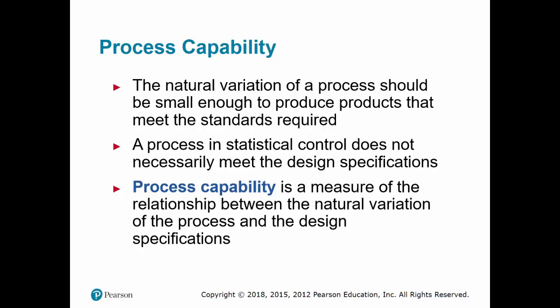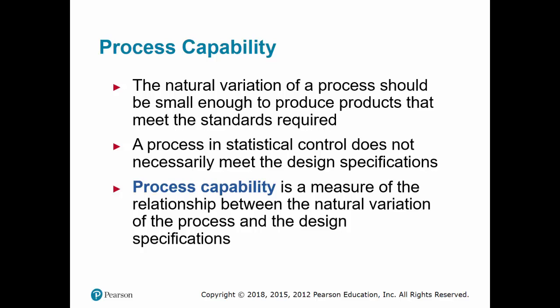So the first step is to see whether the process is in control or not. Make sure that it is in control, so there is only natural variation. Then you see whether the natural variation is small enough to meet the standard required. If it is, then the process is said to be capable, and there are three levels of meeting the standard. There is this basic level, and then the next level, and then the next level. We'll talk about that in just a second.